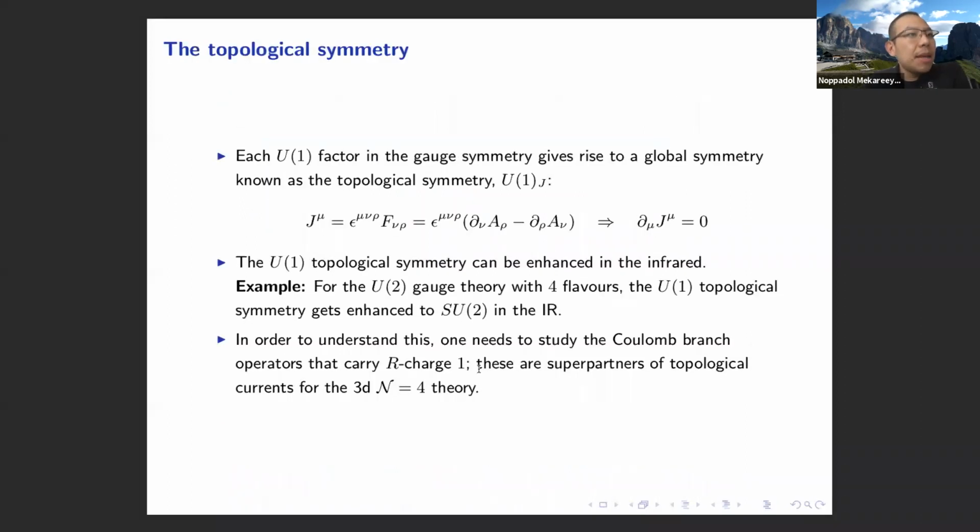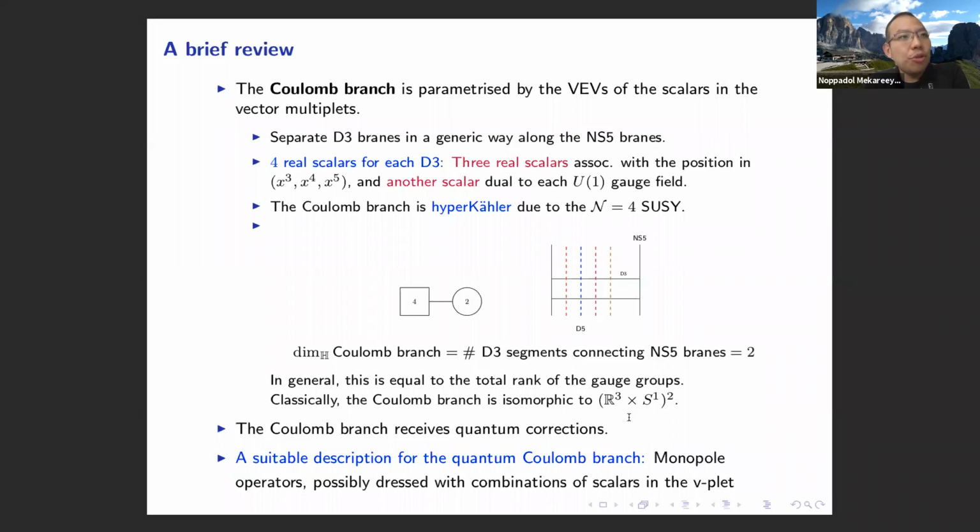And the Coulomb branch is classically isomorphic to R3 times S1, all squared. R3 because these are 3 directions, S1 coming from the compact scalar due to the U1 gauge field, squared because we have 2 of them. So this is the classical picture.